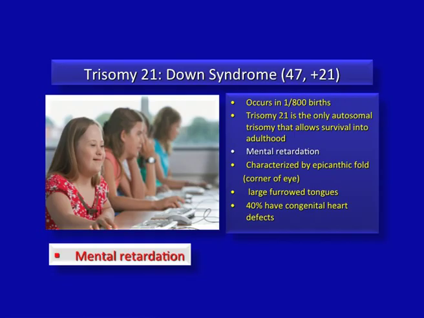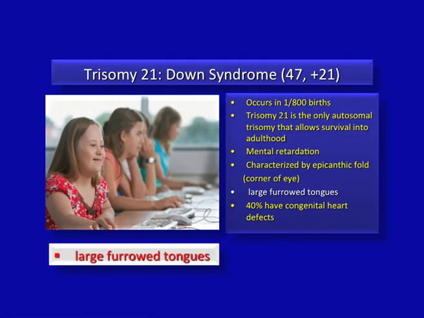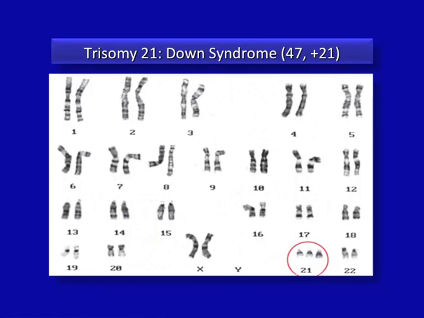The first one is mental retardation, and the second one is epicanthic fold in the eye and a large furrowed tongue. This is a karyotype where you can see the 21st chromosome has one extra chromosome. This is called trisomy, and it can be observed in Down syndrome.